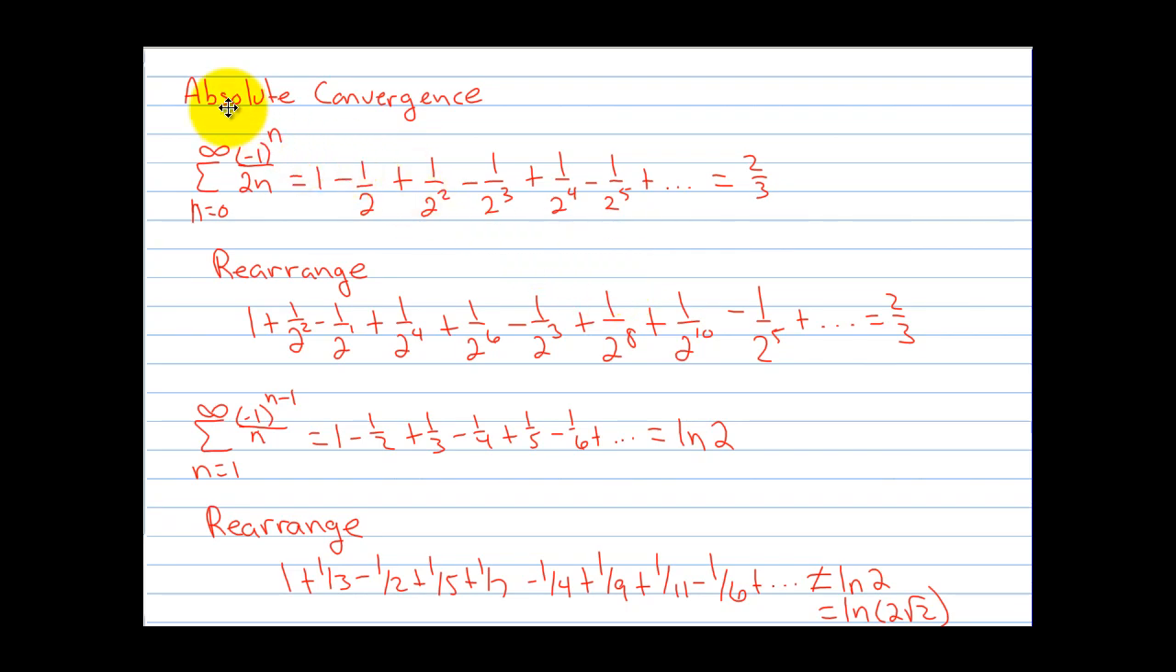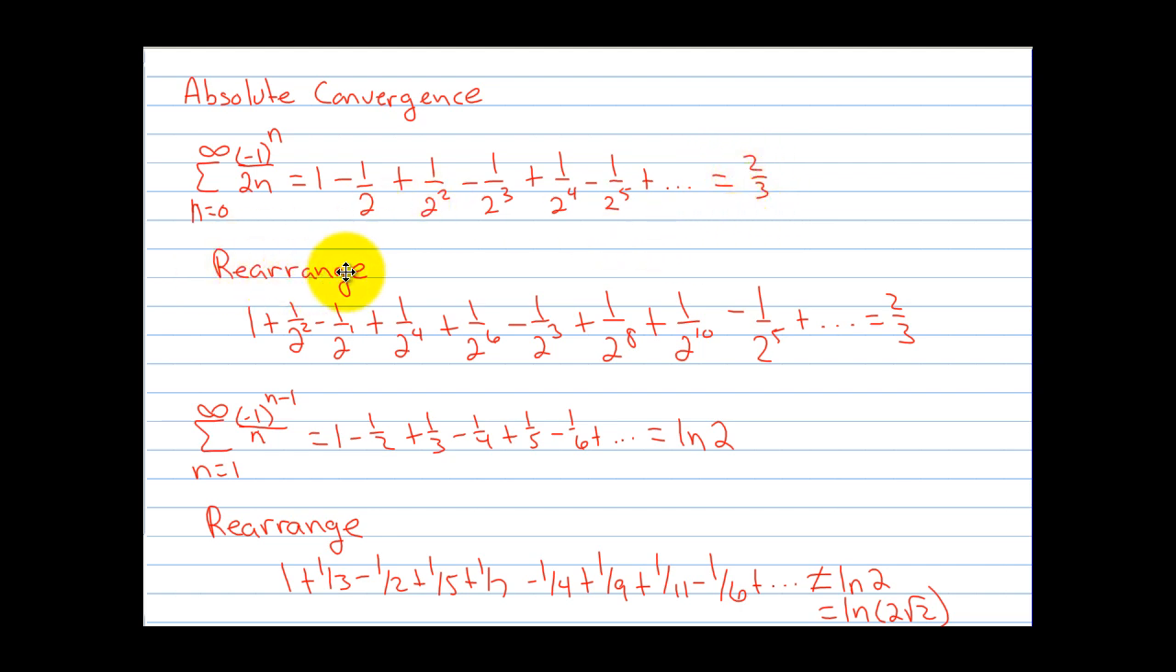In today's video, we're going to talk about absolute convergence. Here we have a series of (-1)^n over 2^n. It's an alternating series, and here are the first terms as n goes from 0 to infinity. We have 1 minus 1/2 plus 1 over 2 squared minus 1 over 2 to the third, and so on. Now, if we add all of them up to infinity, the sum is going to be 2/3.